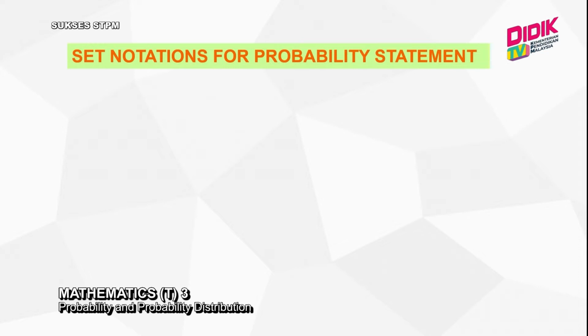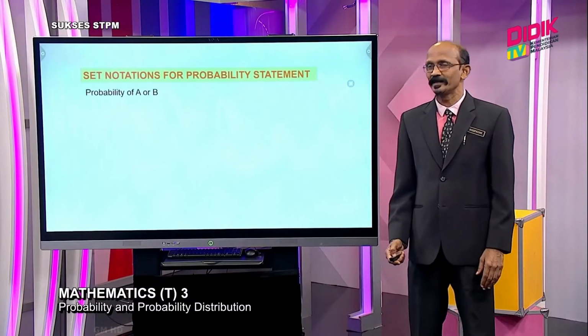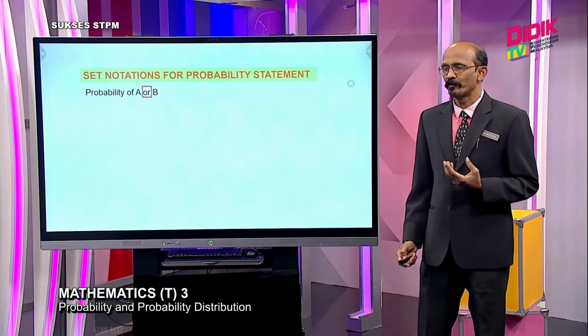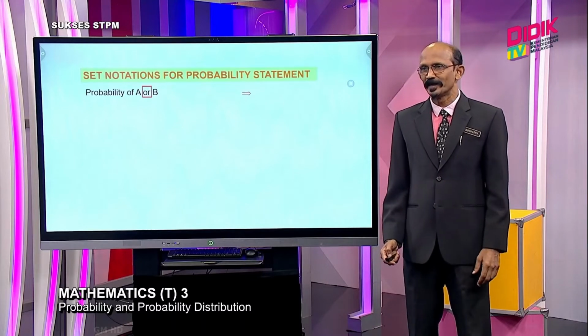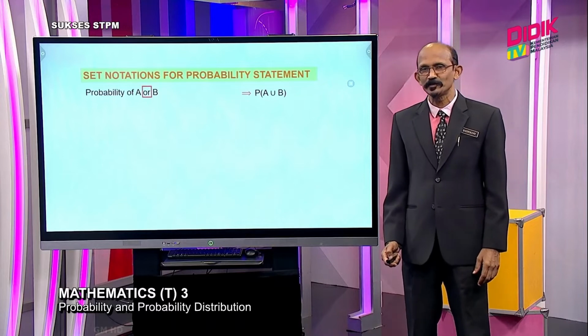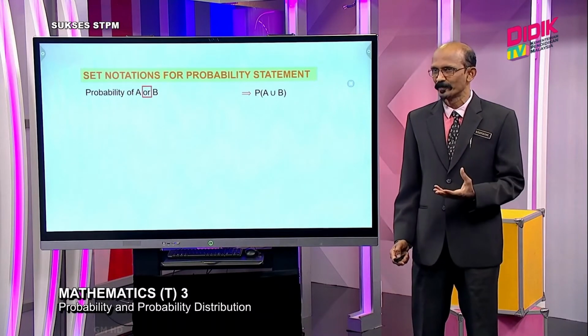Sean, this one is, of course, something most of the students cannot do. So let us see some of the main terminology. Let's say probability of A or B. This one is indicated by A union B. So the set notation we use here is union, which stands for OR.